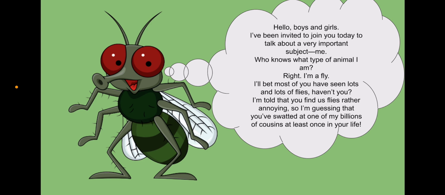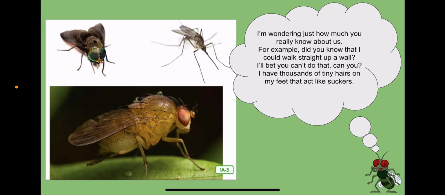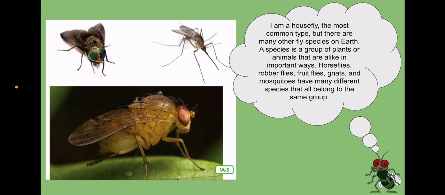I'm told that you find us flies rather annoying. So I'm guessing that you've swatted at one of my billions of cousins at least once in your life. I'm wondering just how much you really know about us. For example, did you know that I could walk straight up a wall? I bet you can't do that, can you? I have thousands of tiny hairs on my feet that act like suckers.